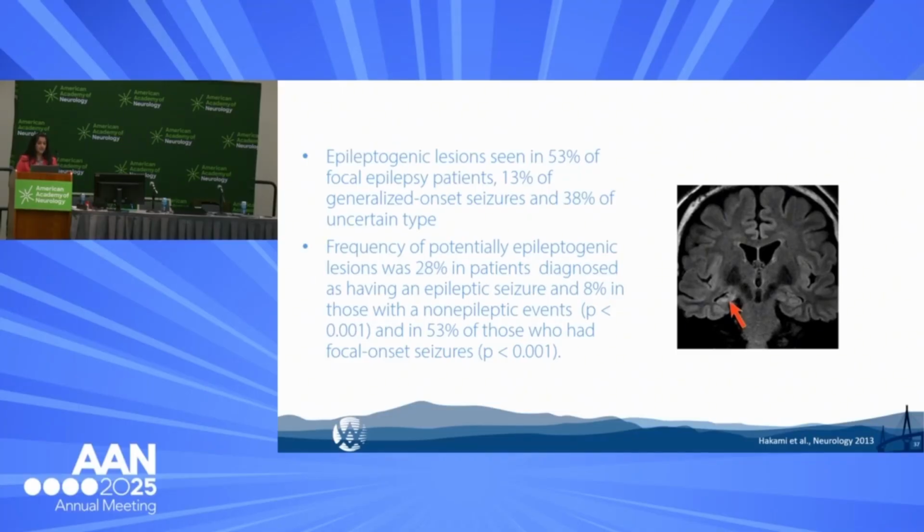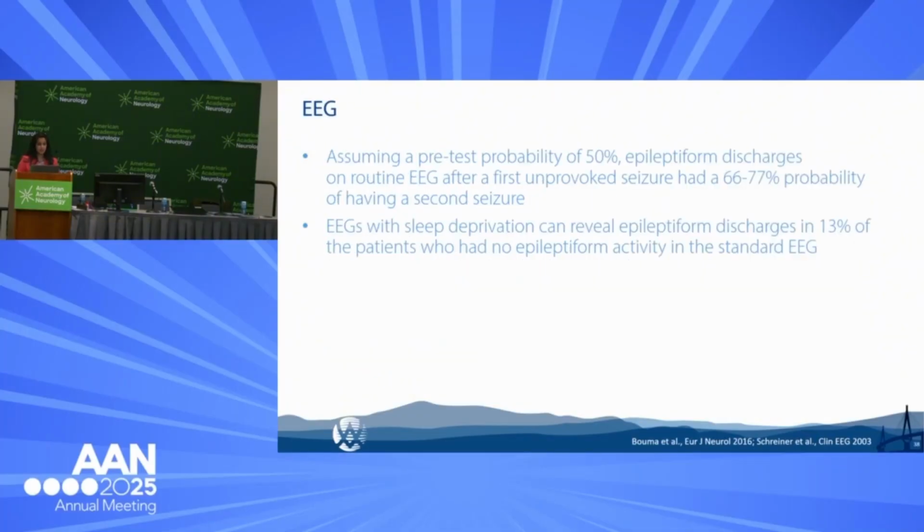And the frequency of potentially epileptogenic lesions was 28% in patients diagnosed as having an epileptic seizure, but also 8% in those with a non-epileptic event, and in 53% of those that had focal onset seizures. So again, you want whatever the lesion is that you are seeing to be concordant with the semiology that you see, and the location, to be more certain that that is what's contributing to the seizures.